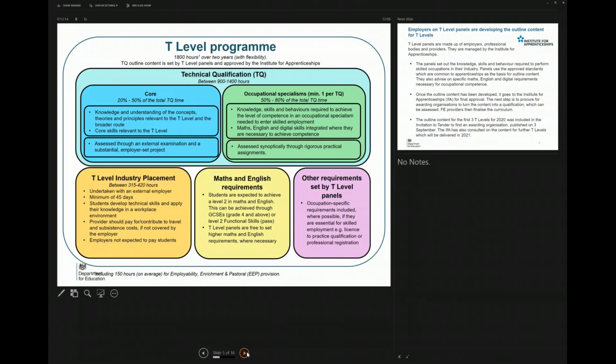So it's a real chance for young people to develop and test their skills that they've been learning in college in the workplace. Each T-level also has a maths and English exit requirement, and students are expected to achieve a level 2 in maths and English, either through a GCSE or a level 2 functional skills. The T-level can also include other requirements as set by the T-level panel, and that can include things like health and safety certificates or food hygiene certificates and things that a young person will need in order to make a successful transition into the workplace once they've completed their T-level programme.